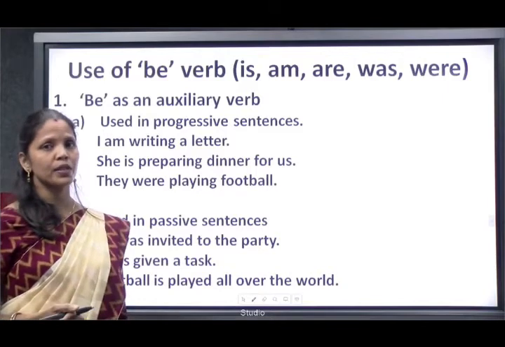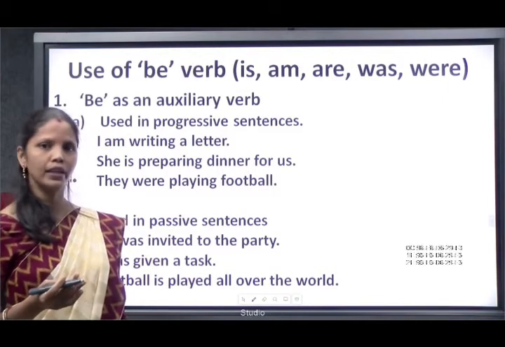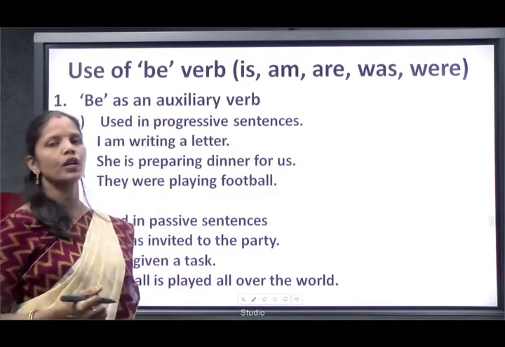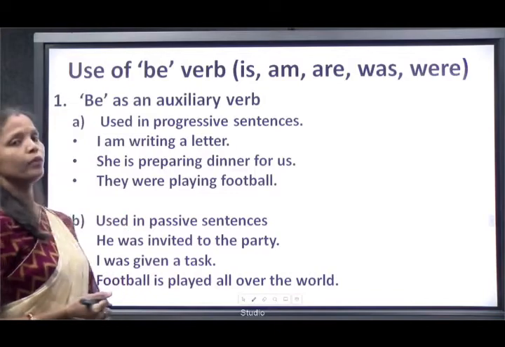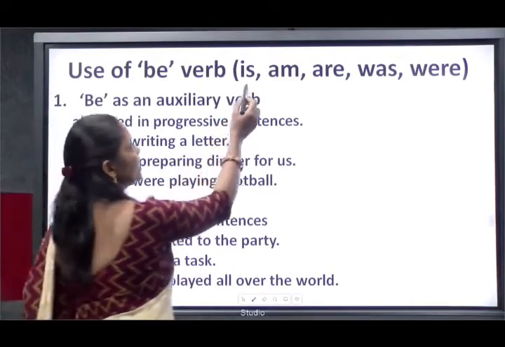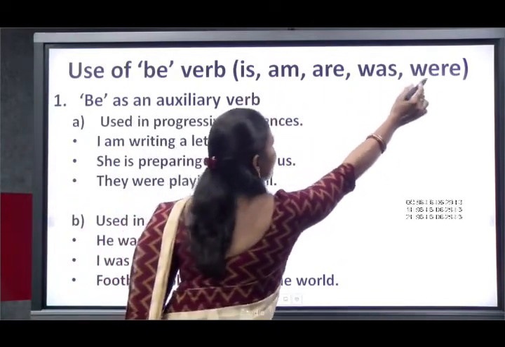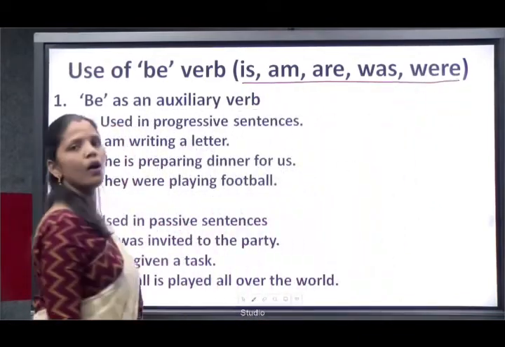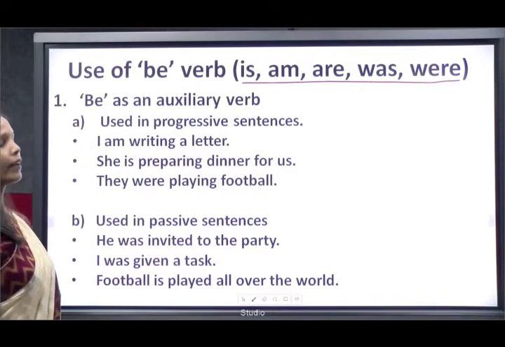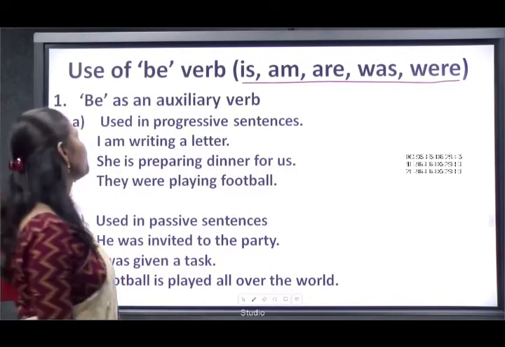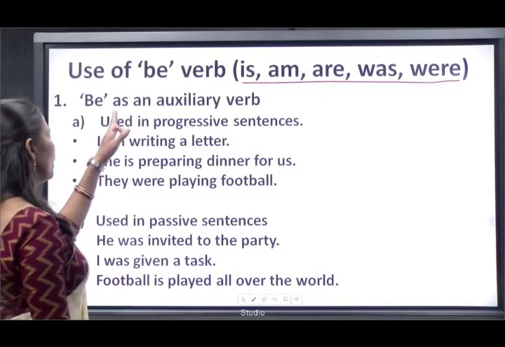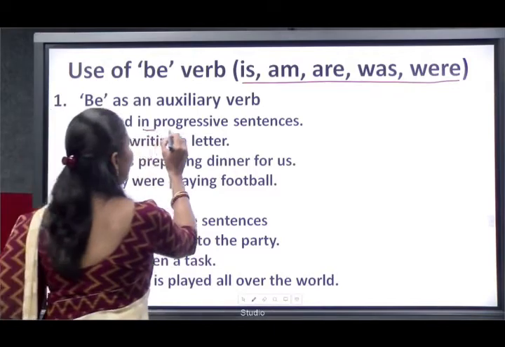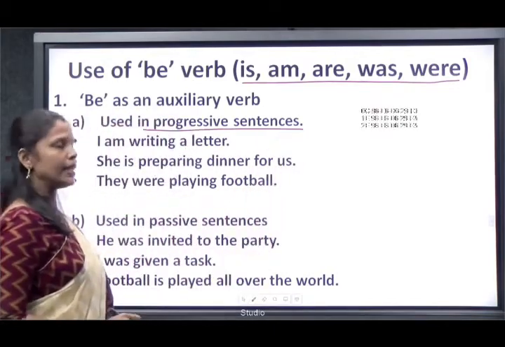So what are the primary auxiliaries? Be, have, and do. So, the use of be verb. How can we use the be auxiliary? The different forms of be auxiliary are is, are, was, were. So how can we use the be verb auxiliary? Be auxiliary is mainly used in progressive sentences.